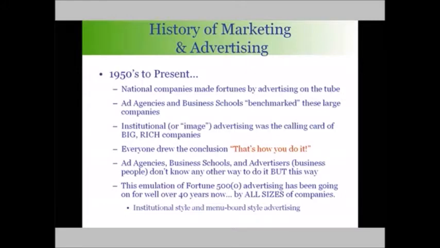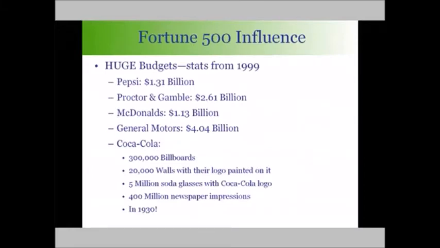The emulation of Fortune 500 advertising has been going on for well over 40 years now by all sizes of companies. Institutional and menu board style advertising. Huge budgets. Here are some statistics from 1999. Pepsi spent $1.31 billion on advertising. Procter & Gamble, $2.61 billion. McDonald's, $1.13 billion. General Motors, over $4 billion. Coca-Cola had 300,000 billboards, 20,000 walls with their logo painted on them, 5 million soda glasses, and 4 million newspaper impressions in 1930.